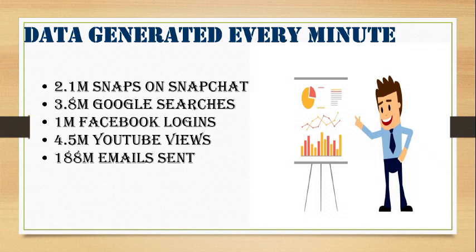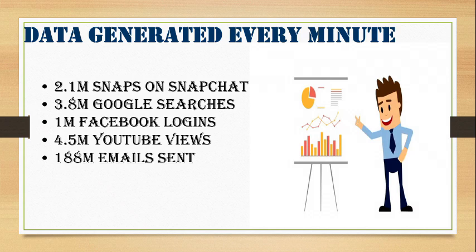To really understand the scale, think about what happens on the internet in just 1 minute. Millions of snaps are shared on Snapchat. Millions of people search on Google, log into Facebook, watch videos on YouTube, and send out hundreds of millions of emails. It's an overwhelming wave of information.